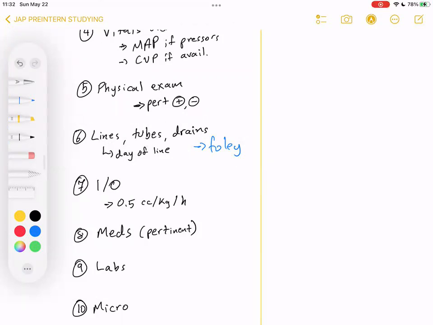The reason is because there's a big quality metric on the hospitals to get rid of Foleys as soon as possible. And there's a big quality metric about catheter-associated UTIs. They call them CAUTI. And this is a big quality improvement item, so they follow these things very closely, okay?